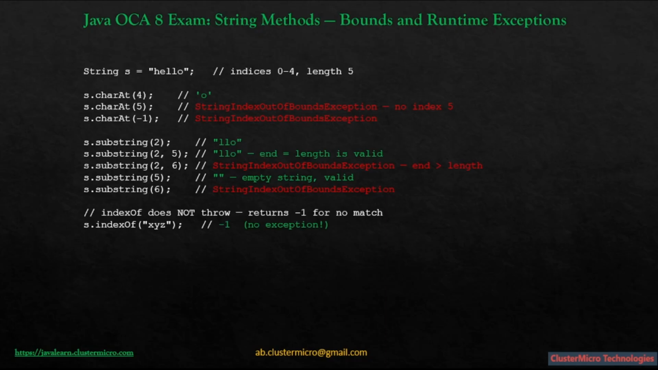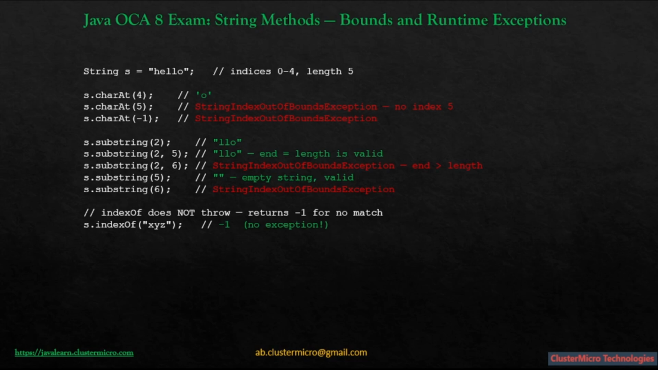And then we have substring. So s.substring(2) will be LLO. Returns everything from index 2 to the end. So indices 2, 3, 4 gives LLO. Is valid. Then s.substring(2, 5). So it will again be LLO.